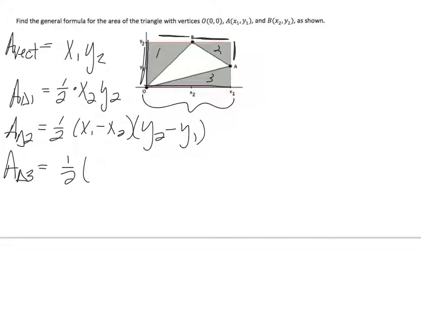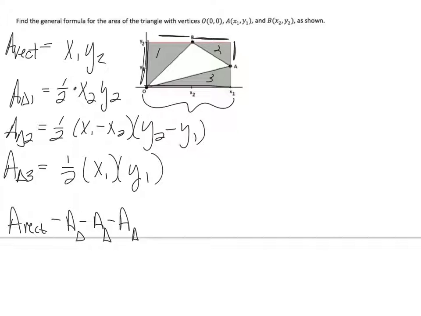1/2 x1 times y1. Those are my 3 triangles and my rectangle. Now, just like the last example, I'm not doing anything crazy here. I'm just using letters instead of numbers, which makes math not as fun, right? We like the numbers. Now, I can do my whole subtraction thing, so I get the area of the rectangle minus the area of each triangle. Triangle 1, triangle 2, triangle 3.